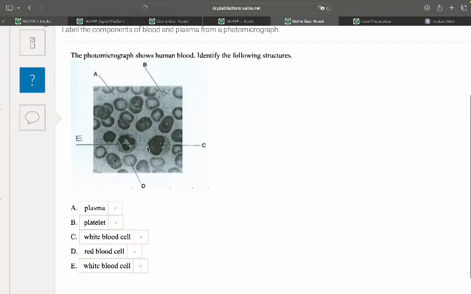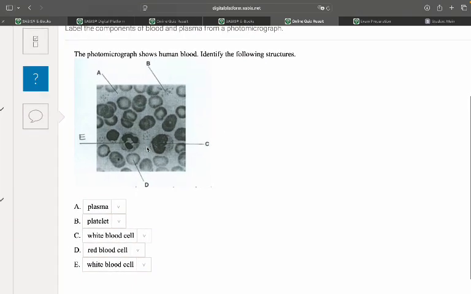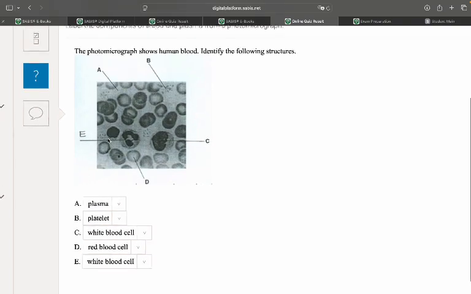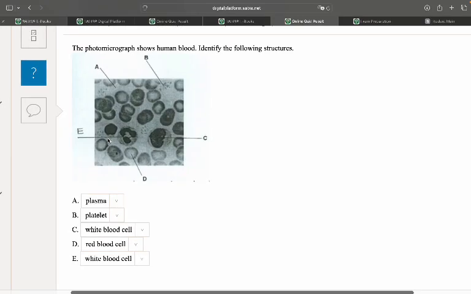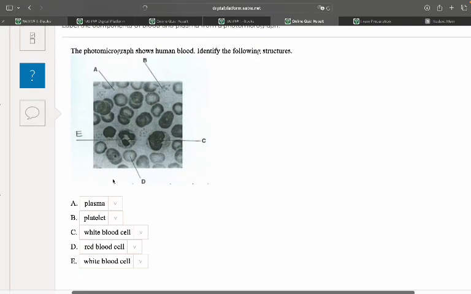You should memorize this. This isn't mentioned much, but this is one of those questions where they ask you to label diagrams. So you need to memorize this because it can get confusing. So A is plasma. Now plasma, as we said, is a liquid medium for the blood to be in. So there's no cell for it. So it's just this part.